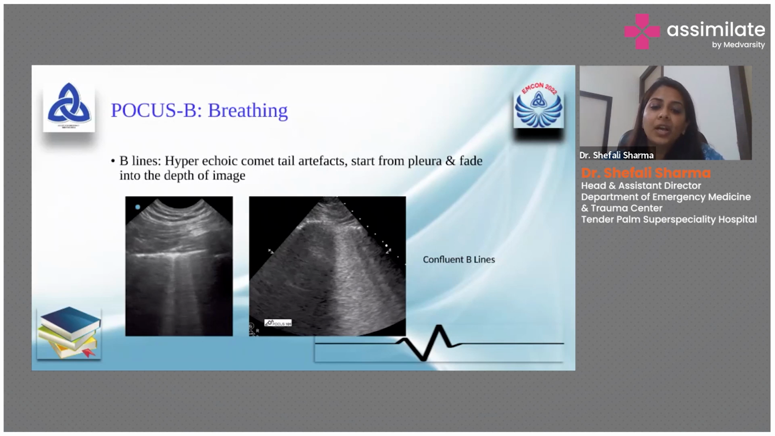represents that there is some pleural pathology. Also, it could be a pulmonary edema feature. It shows a pulmonary edema feature.